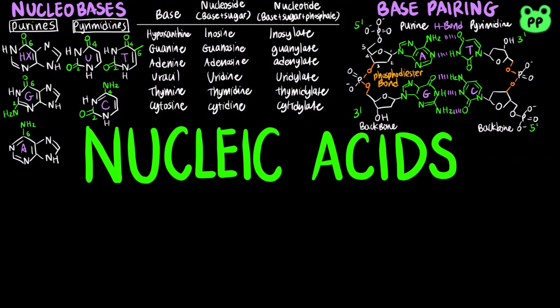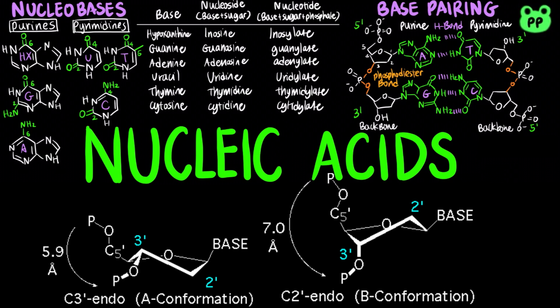The ring of sugar in DNA is actually not in a single plane. It is puckered. The sugar puckers in DNA structures are predominantly in either carbon 3' endo, in which carbon 3 points in the same direction as carbon 5, as well as carbon 2' endo, in which carbon 2 points in the same direction as carbon 5.